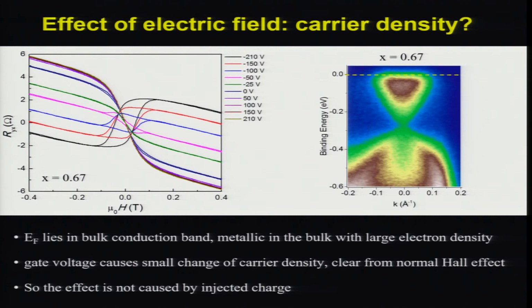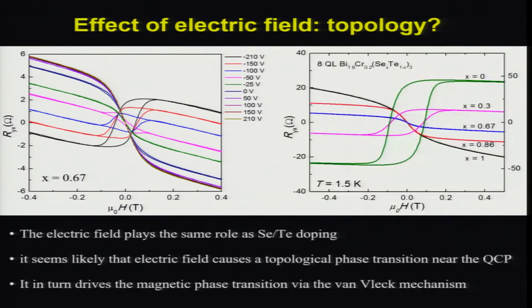But that's not the case, because first of all, these materials are heavily electron doped. The Fermi level cuts through the bulk conduction band. Secondly, we can look at the ordinary Hall effect. The slope doesn't change very much, so we don't really change the carrier density very much. However, at low field, we clearly see this magnetic phase transition. So it must be something else, not due to the injected charge.